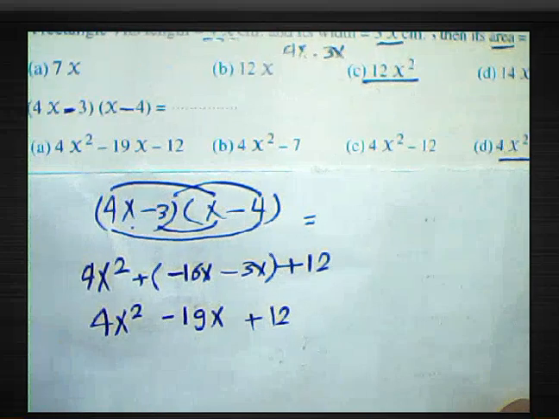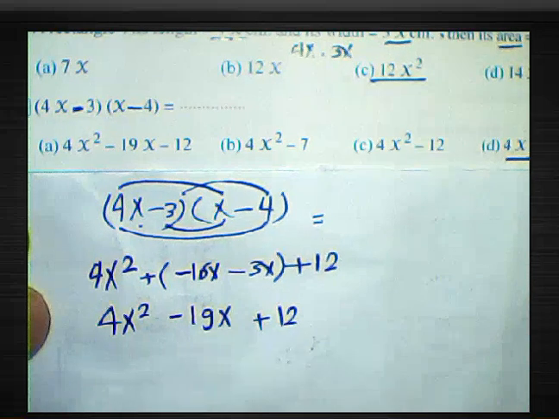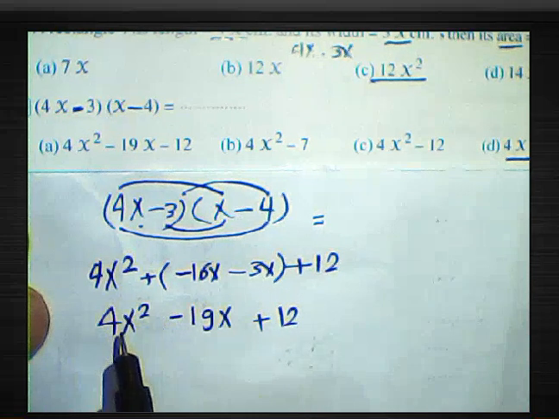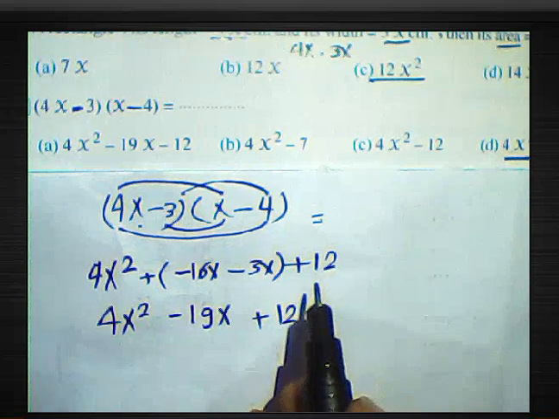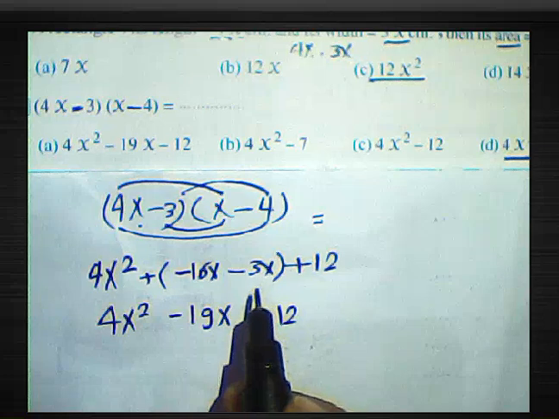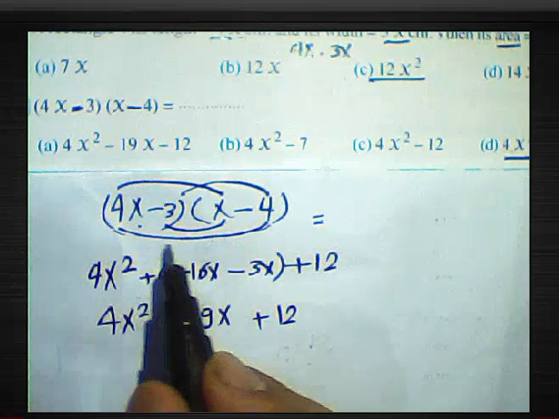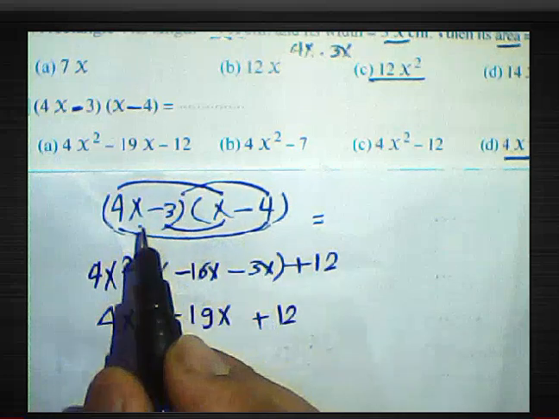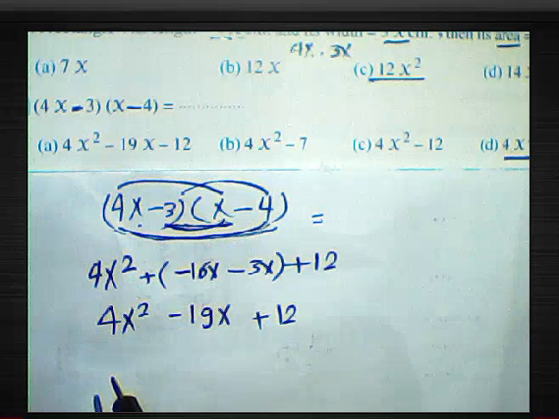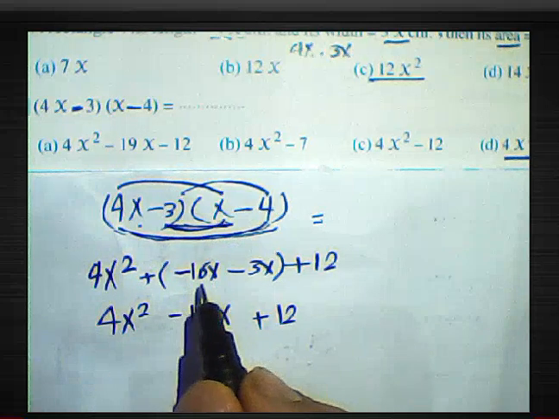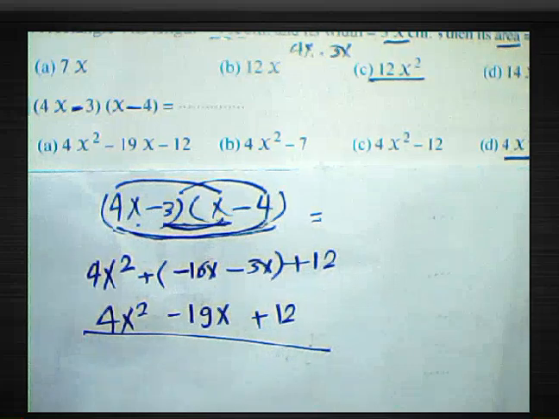Okay, you know the steps. It's very important to know the steps of this example. Again, 4x times x equals 4x power 2. Negative 3 times negative 4 equals positive 12. In the middle term, we must find the result of the extremes and means. We call 4x multiplied by negative 4 the extremes, and negative 3x the means, the sum of them: negative 16x minus 3x equals negative 19x.